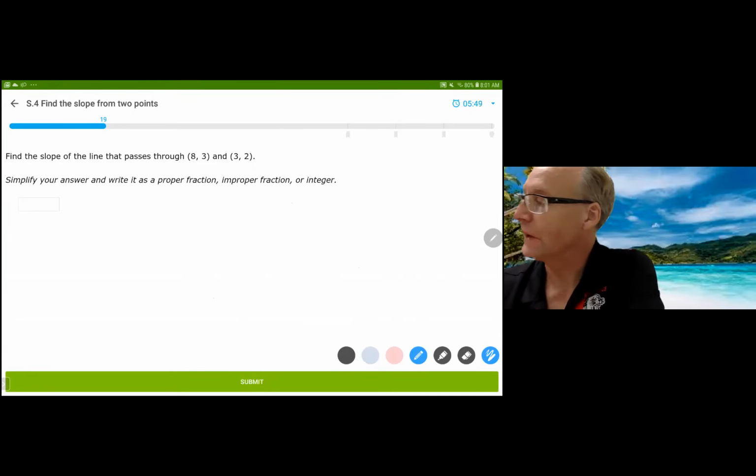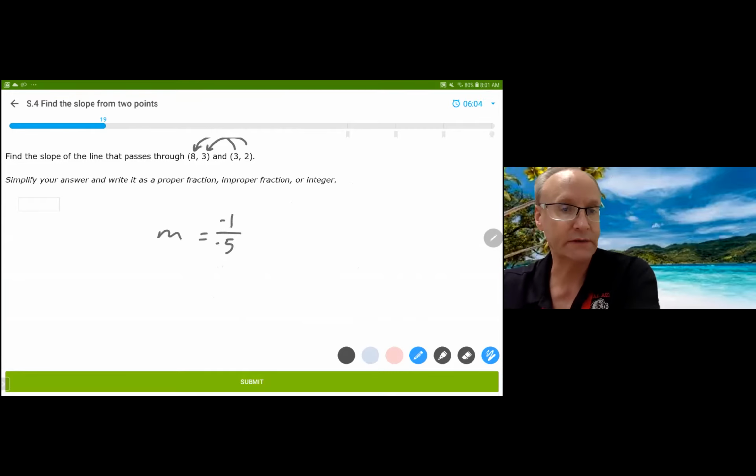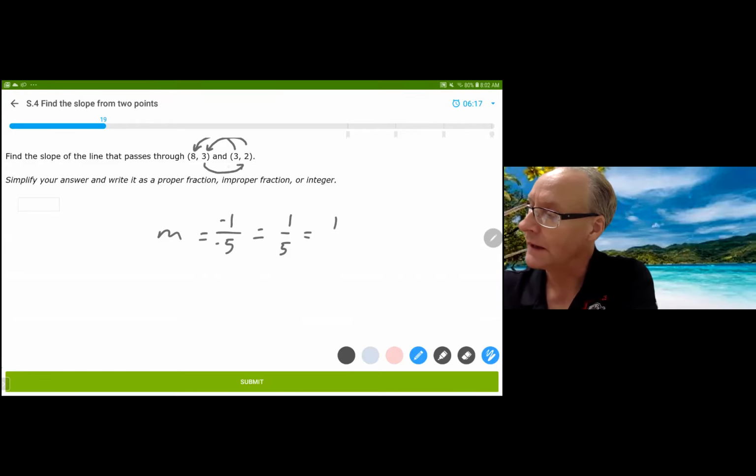Now, I'm going to do my subtraction a little bit quicker. So I'm going to write my slope is 2 minus 3. Now, it's important, remember, 2 minus 3 is negative 1, and 3 minus 8 is negative 5. Now, I've got a negative over a negative, and hopefully you know that that is the same as a positive over a positive. That's 1 over 5. Notice if I subtract these in the other direction and I take 3 minus 2, I get 1, and 8 minus 3, I get the 5.